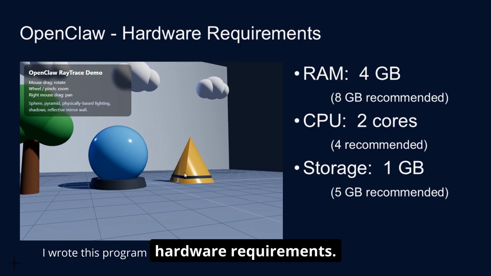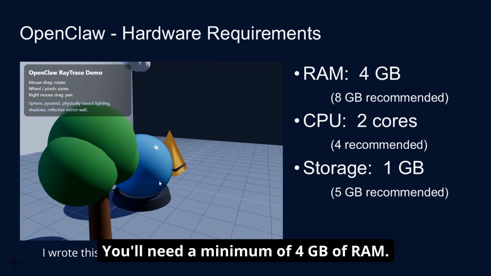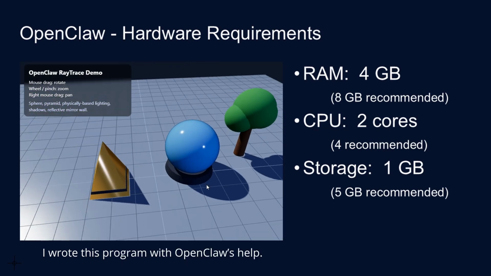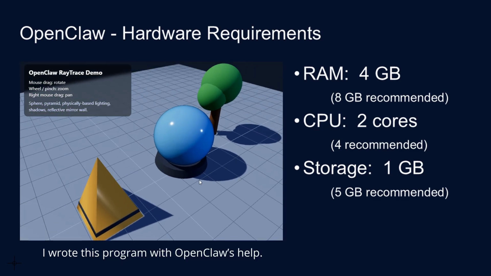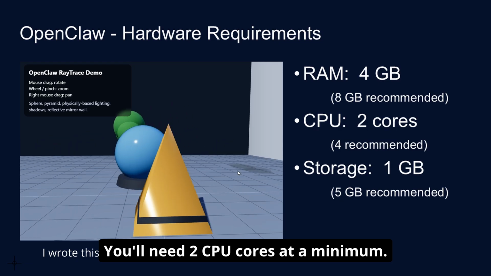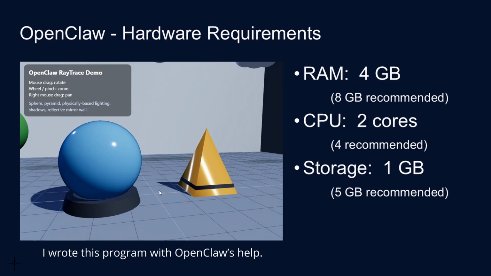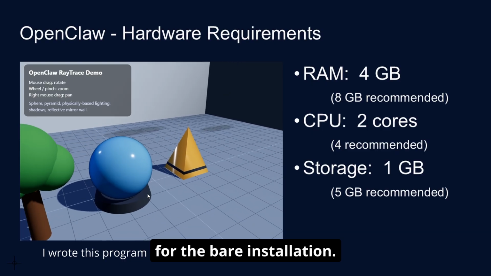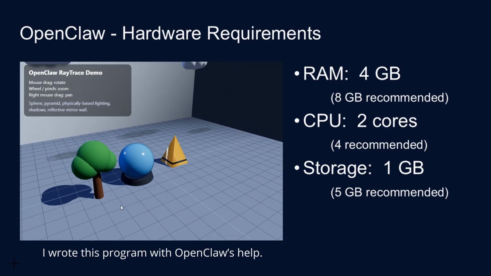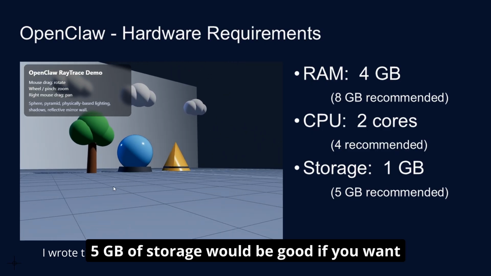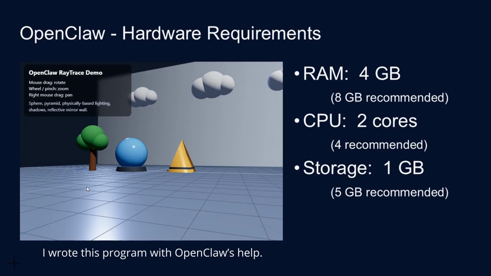Let's start with the hardware requirements. You'll need a minimum of 4 GB of RAM. 8 GB is recommended. You'll need 2 CPU cores at a minimum. 4 CPU cores are recommended. You'll need 1 GB of storage for the bare installation. 5 GB of storage would be good if you want to get some small things done.